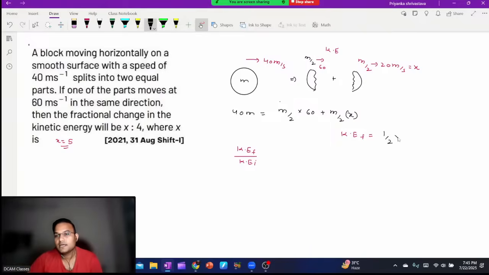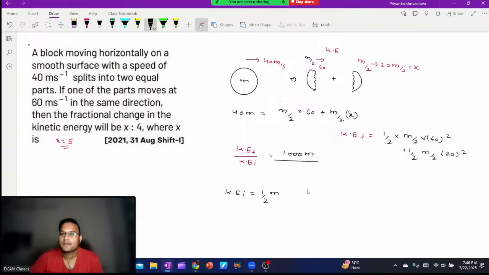It's easy na: half into m by 2 into 60 square plus half into m by 2 into 20 square. Okay, so this is the total kinetic energy, and this you will get as 800, I think. Yes, sir, 1000 m. And initial kinetic energy is half m into 40 square. This is 800 m. Sir, we get 5 by 4. Fractional change in kinetic energy is final by initial.